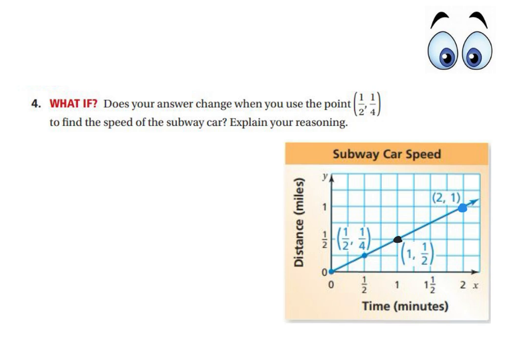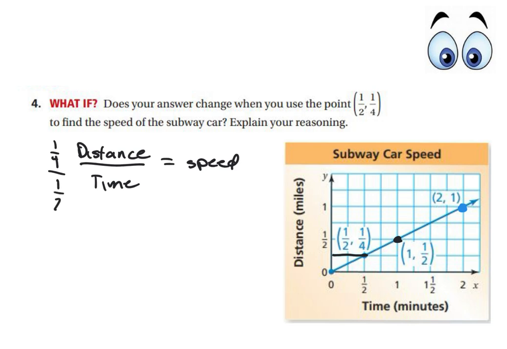So the next question becomes then, what if? Does your answer change when you use the point 1/2, 1/4 to find the speed of a subway car? And explain your reasoning. So the way we would set this up is actually just by creating a complex fraction. We will have 1/4, which is distance, divided by time, because that's the equation for speed. So we have 1/4 divided by 1/2.